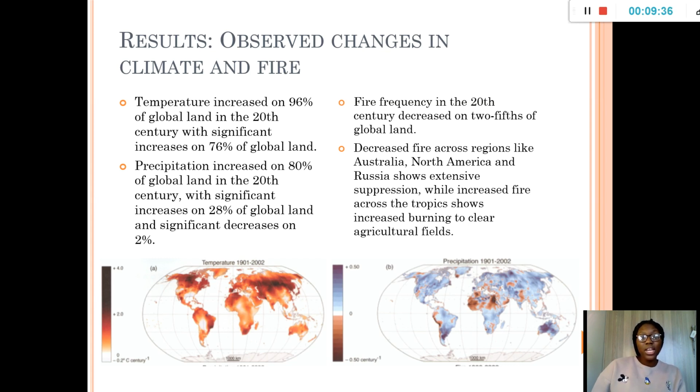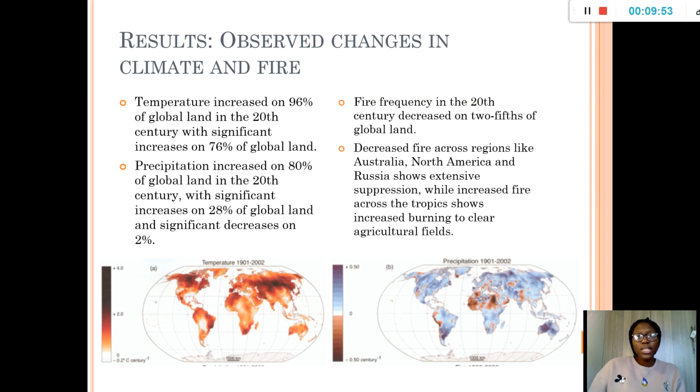Precipitation increased on 80% of global land in the 20th century, with significant increases on 28% of global land and significant decreases on 2%. Regions like the West African Sahel experienced the greatest decreases in precipitation.